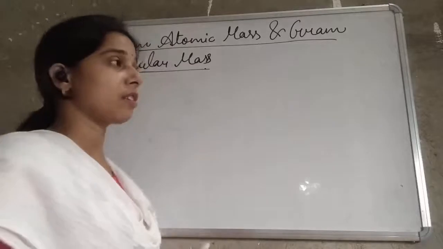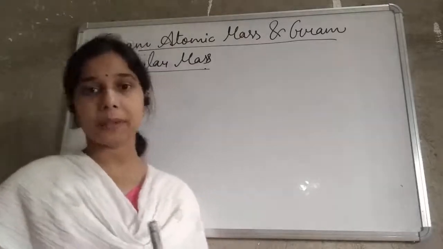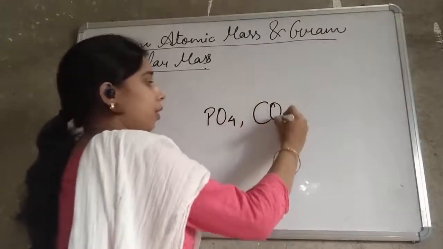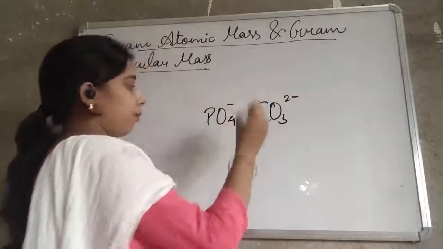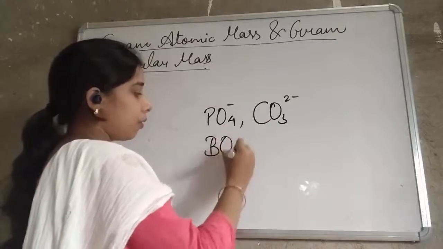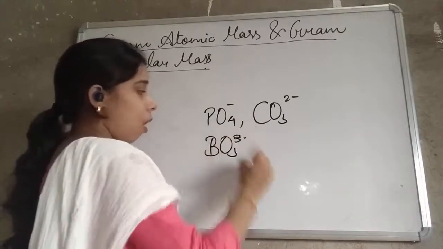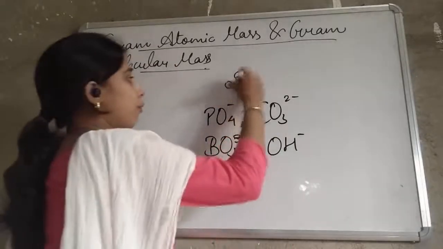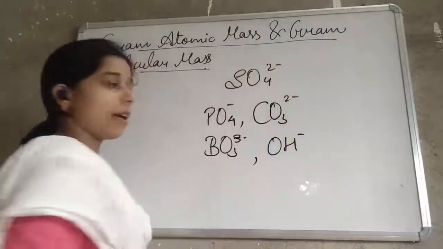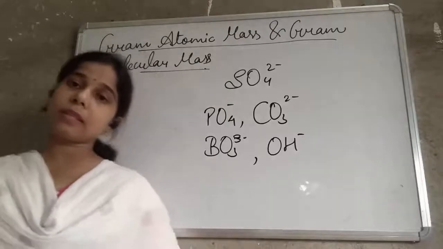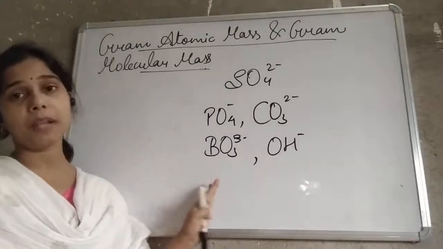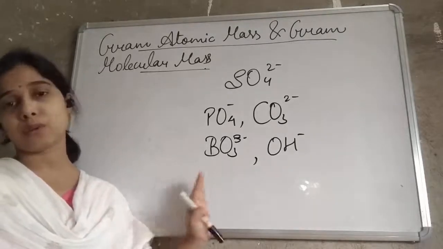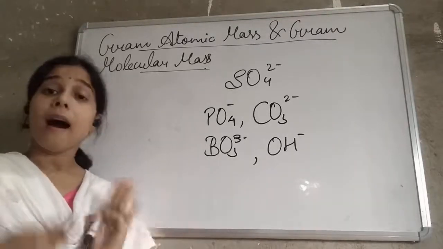Polyatomic ions consist of more than one atom, like PO4, or CO3 2 minus, or BO3 3 minus, or OH minus, or SO4 2 minus. So all these are actually polyatomic ions. So we discussed how we can form the formula with the polyatomic ions as well as with the other compounds also.